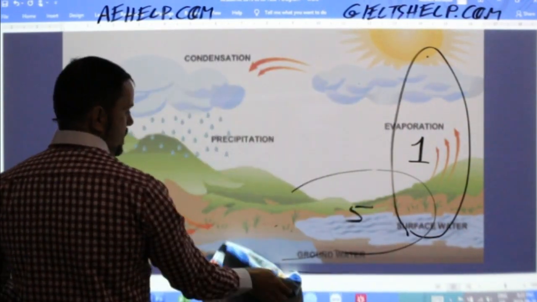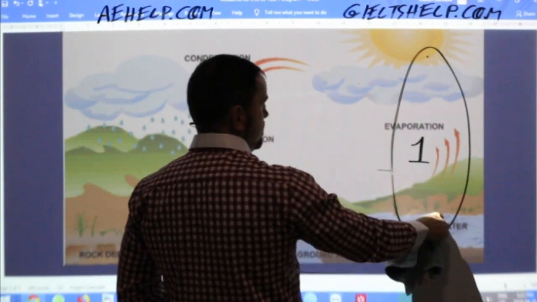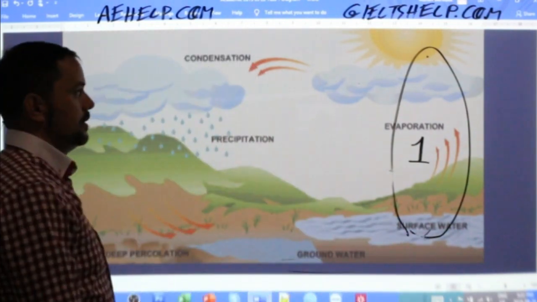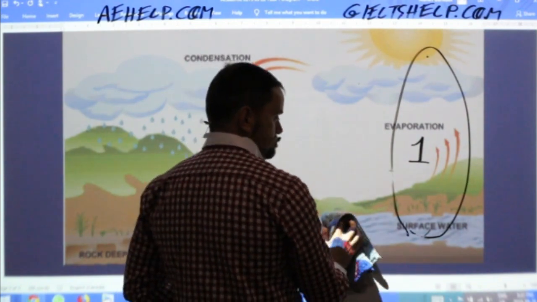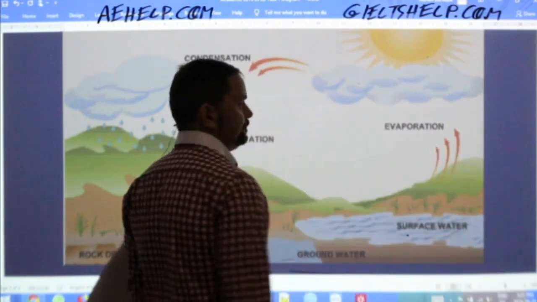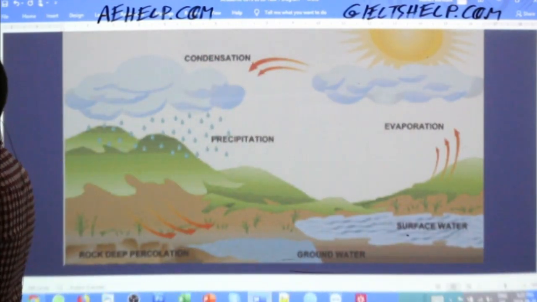Okay? Now, in the IELTS, it's very likely to get a diagram like this, maybe a little bit more complex, but you could easily get one on the water cycle. Maybe if you're doing paper-based, it'll be black and white, but nonetheless, very similar. Okay? So give me the first sentence.